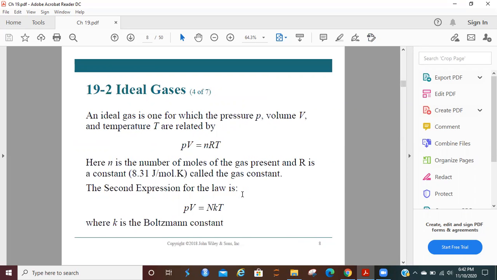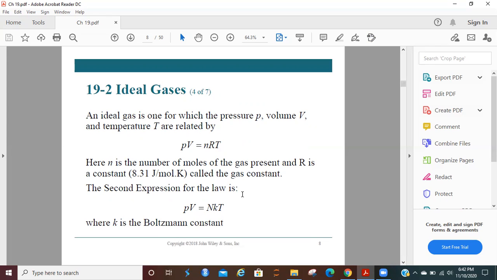So an ideal gas is one for which the pressure, the volume, and the temperature are all related by the ideal gas law, which is PV equals nRT. Here, n is the number of moles of the gas present, R being the constant, 8.31 joules per mole times Kelvin, and that will be referred to as the gas constant.